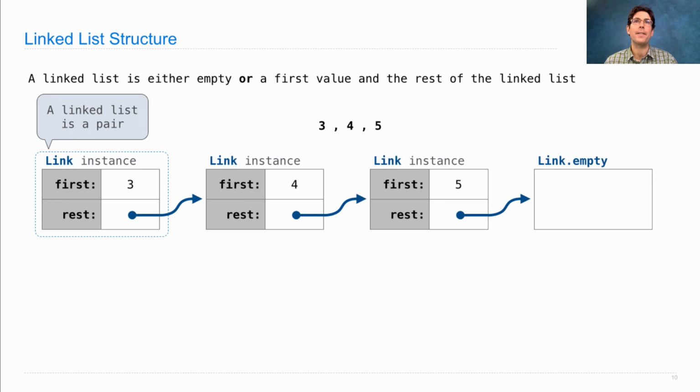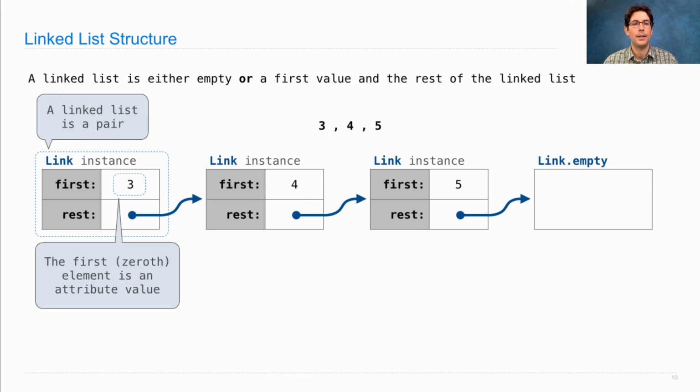So the right way to think about a linked list is not this particular class with these particular attribute names, but as a pair of values. It's a first element of some sequence, and then the rest of that sequence. In this case, we're storing the first, actually the 0th element, as an attribute value. I call it the 0th element because it will correspond to index 0 once we come up with a way of indexing into this list.